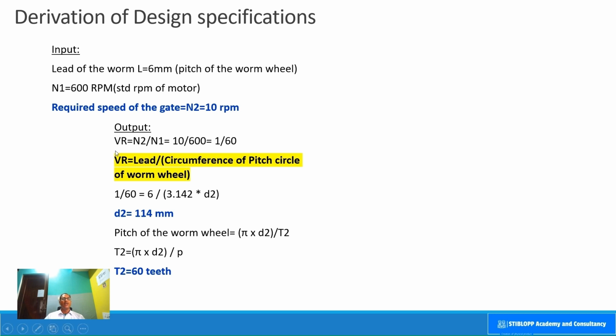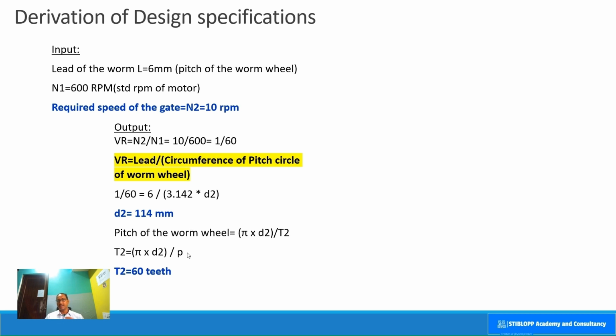Let's see how. The velocity ratio is the speed of the driven divided by the speed of the driver. So it is 10 rpm divided by 600 rpm, it comes to around 1 divided by 60. And the formula for the velocity ratio is the lead divided by the circumference of the pitch circle of the worm wheel. So from this formula, we derive the pitch circle diameter of the worm wheel. Okay, so it is 114 mm. So this is another design specification.